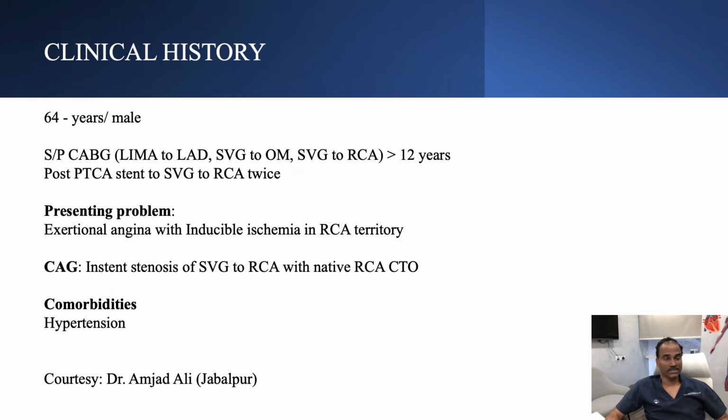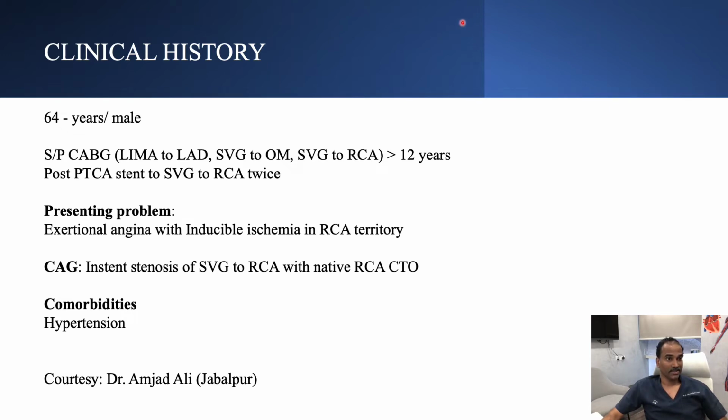So this case is a 64-year-old male, status post CABG, more than 12 years old, with patent LIMA to LAD and patent SVG to AM, but SVG to RCA was occluded. And it was intervened twice. Patient underwent stent for SVG to RCA.